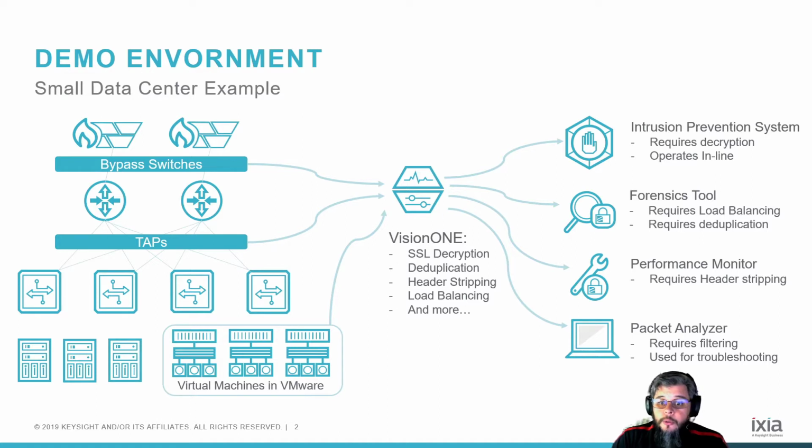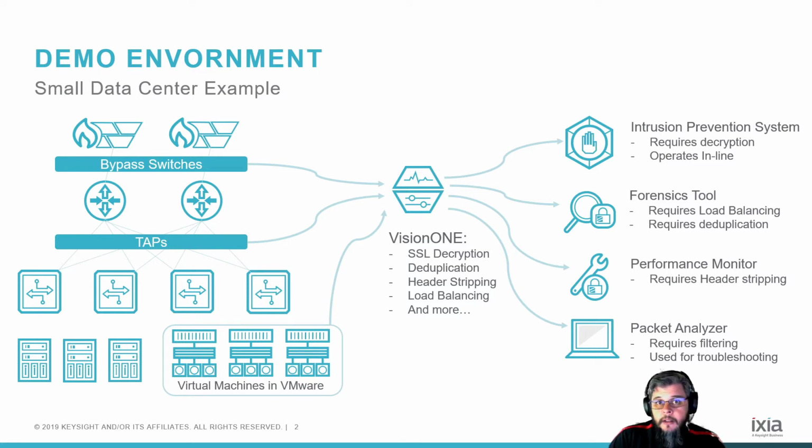We'll also walk through a performance monitor. So this is an example of an application performance monitoring tool that wants to monitor web traffic, but requires header stripping because this particular tool doesn't understand Cisco ACI. And our data center switches are talking ACI, so there's VXLAN headers on the network. And so our Vision network packet broker is going to strip off those unnecessary VXLAN headers that our performance monitoring tool doesn't know how to read or understand.